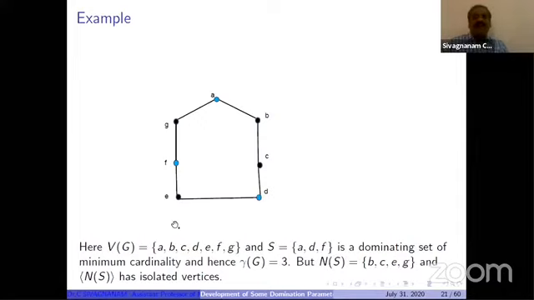And N(S) contains isolated vertices. Am I correct? In this N(S), E is an isolated vertex. E is an isolated vertex in N(S), and G is also an isolated vertex. B and C are non-isolated vertices in N(S). E and G are isolated vertices in N(S). B and C are non-isolated vertices. So in this example, N(S) has isolated vertices.